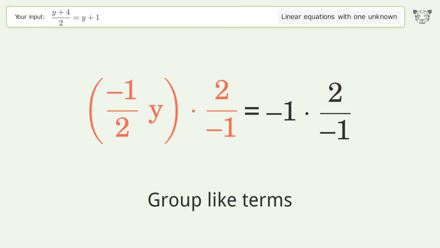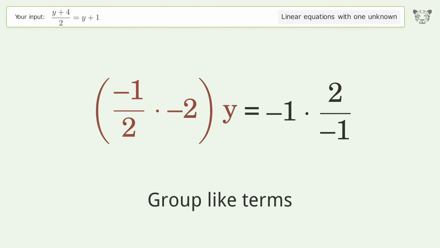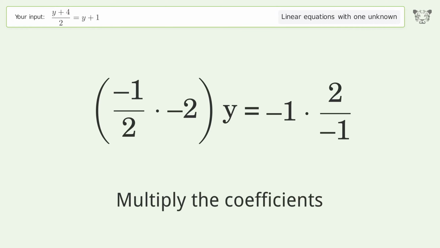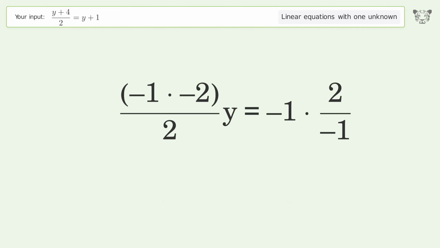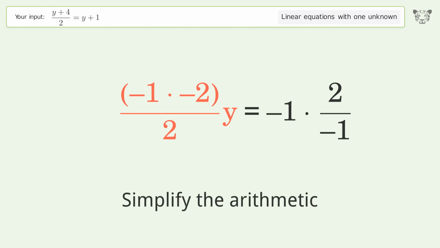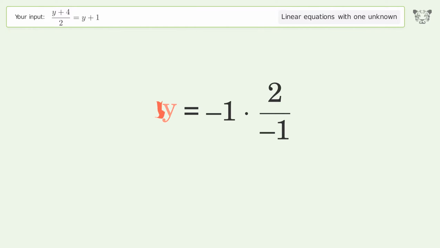Group like terms. Multiply the coefficients. Simplify the arithmetic. And so the final result is y=2.